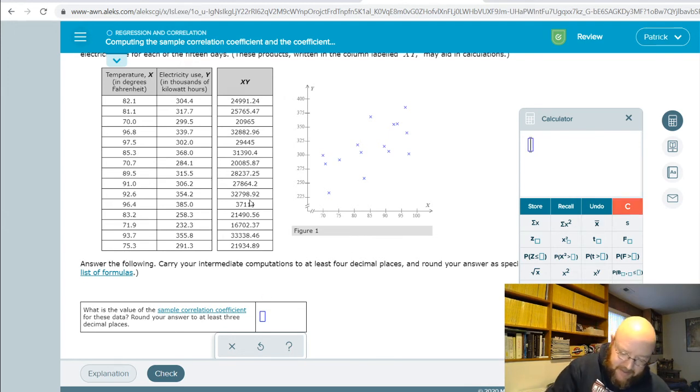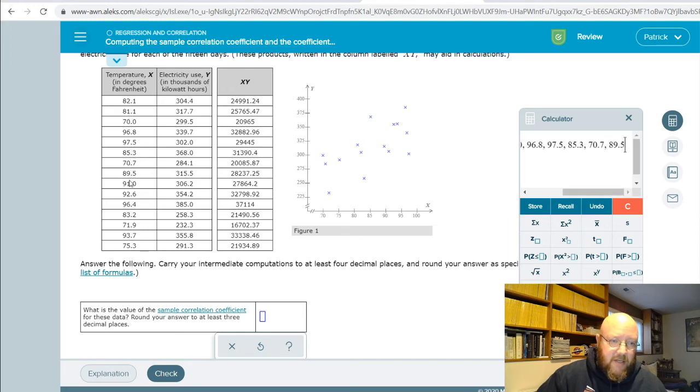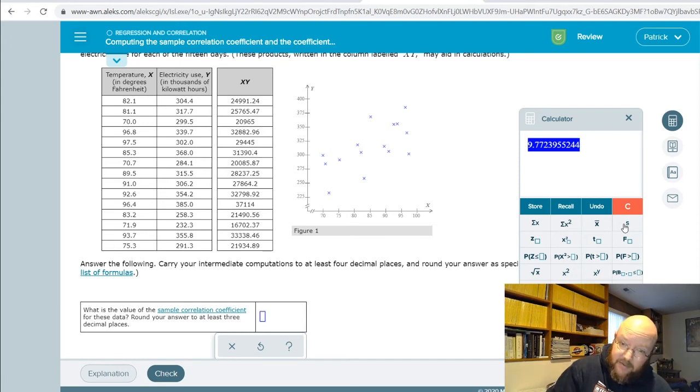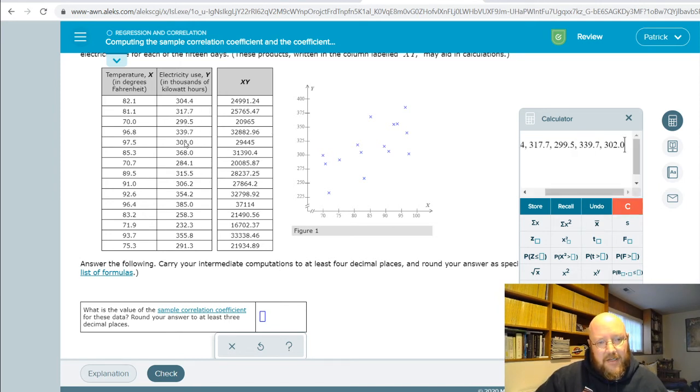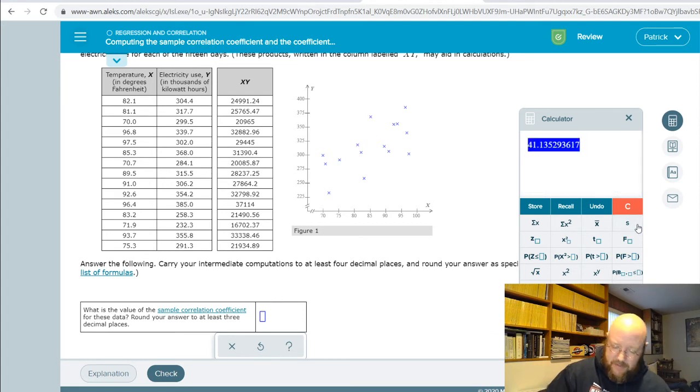Next thing on the shopping list, standard deviation of x. So here's x. Grab all these guys again, and hit S, standard deviation. So we got 9.7724. Clear that out. And then the last thing on our shopping list is standard deviation of y. So grab all these y's and hit that standard deviation button. There we go. 41.1353. Be careful rounding these.